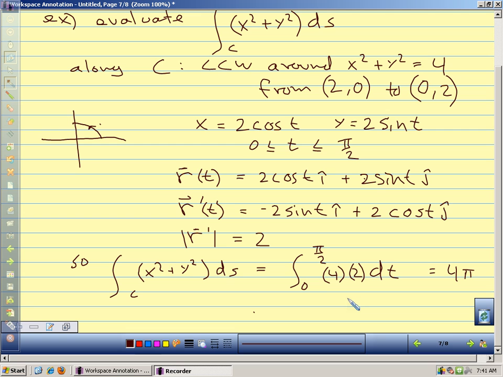All right, are we good on line integrals with scalar functions? If we have a piecewise smooth curve, we just sum the line integrals over each piece of our curve. Same procedure. Parameterize your curve, represent your function in terms of your parameterization, and then ds becomes the length of r prime times dt, and add those up.